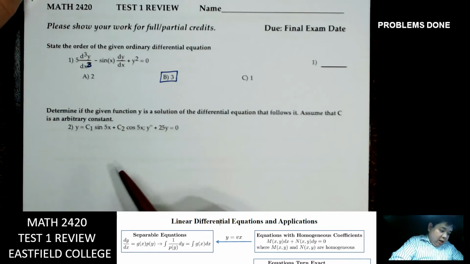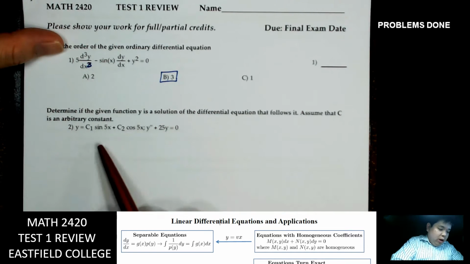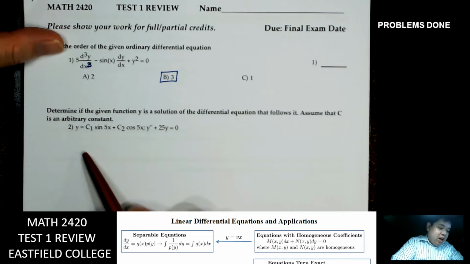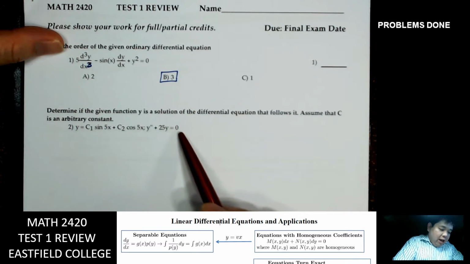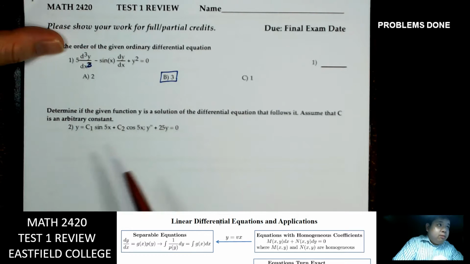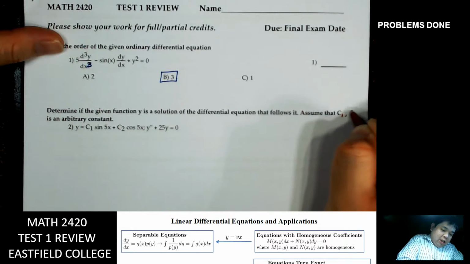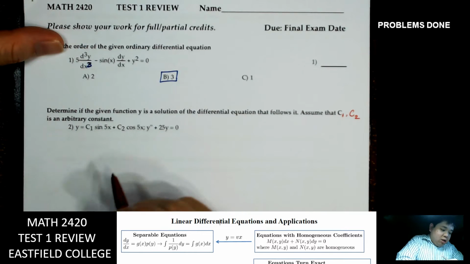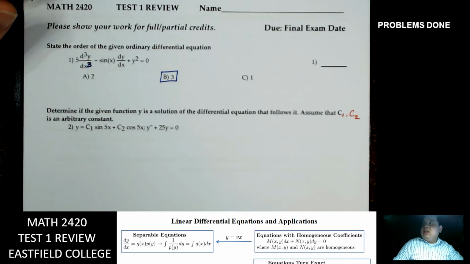Next, number 2, rather simple. We take the derivative and the second derivative and then substitute into the equation, and that should be equal to 0. And we assume that C1 and C2 are constants. So let's try that.